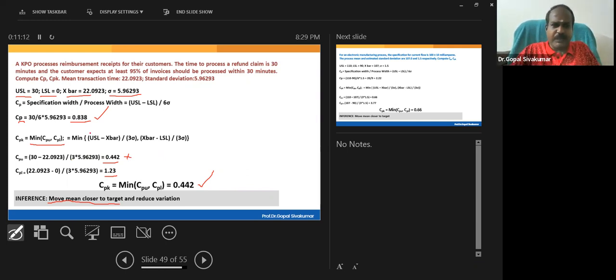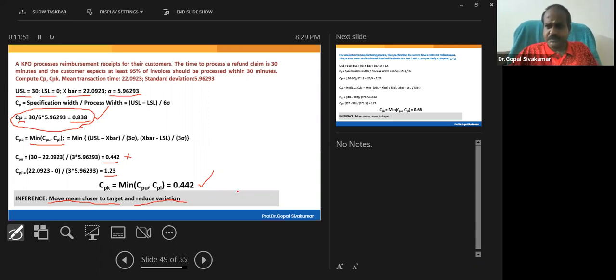And look at your Cp value. Cp is a measure of variation. How much is Cp? 0.8. 0.8 is too less, which means variation is too large, which means your process is wider. In addition to the center not being at the target, your process is also wider. So you must go for reducing the variation. Two things you need to do to enhance the capability. One is move the process mean to the target. Another thing is reduce variation.